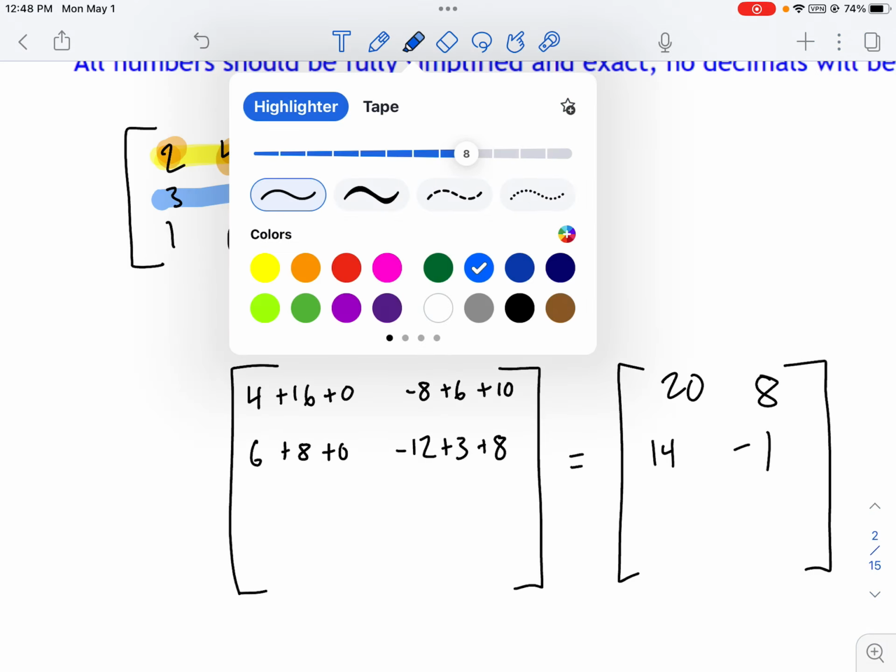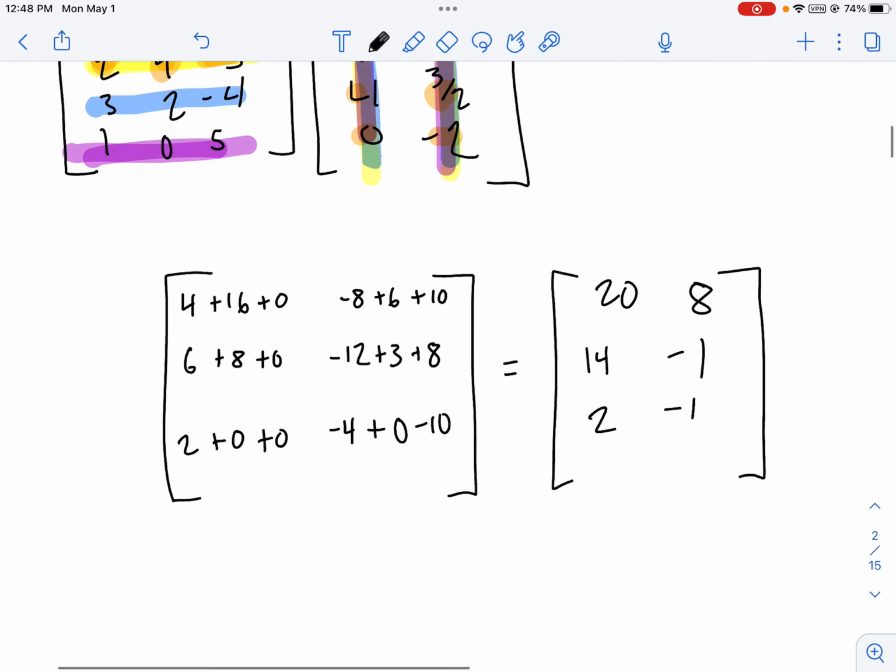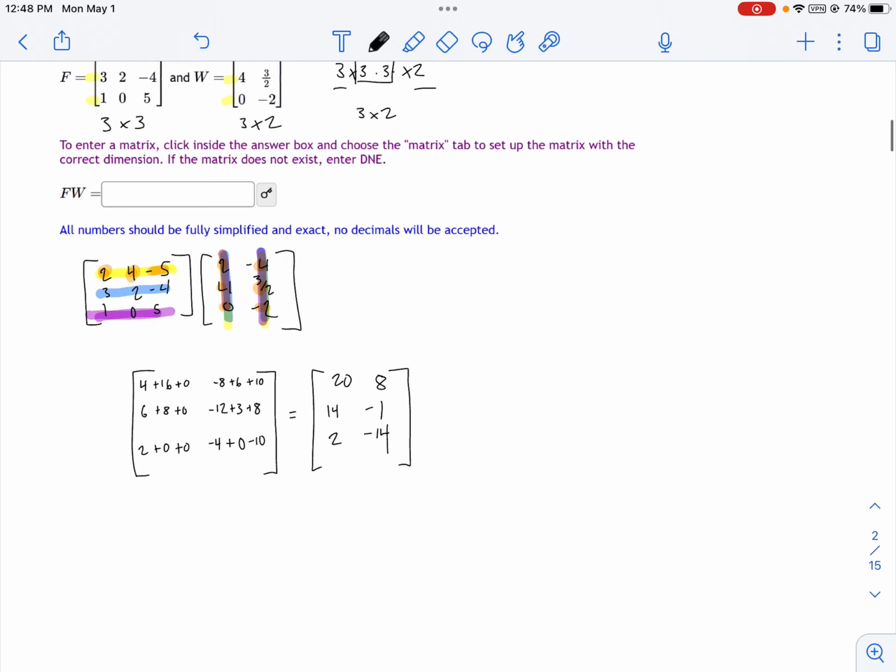Last, most certainly not least, we have the third row. Do the same thing. First column, 2 times 1, 0 times 4, 5 times 0, 2 is the resulting number. Third row, second column. So we have 1 times negative 4, negative 4, 3 halves times 0, 5 times negative 2. Result? Negative 14. And that is the matrix.